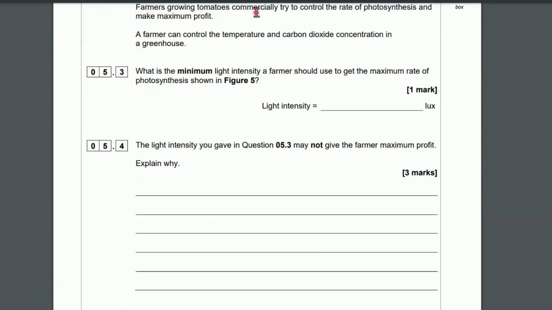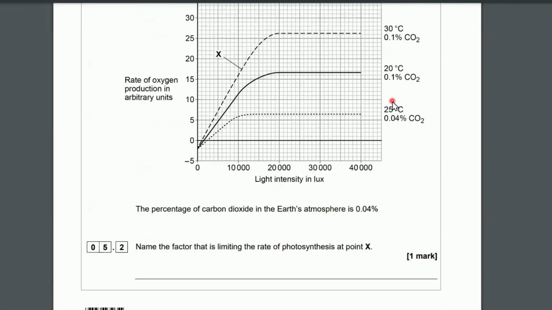Farmers growing tomatoes commercially try to control the rate of photosynthesis and make maximum profit. A farmer can control the temperature and the carbon dioxide in a greenhouse. What is the minimum light intensity a farmer should use to get the maximum rate of photosynthesis? Now, they said the farmer can control the temperature and the CO2. So obviously they're going to give them 30 degrees, the best temperature, and 0.1% CO2, the highest amount of CO2 they can give them. But what light intensity should they use?